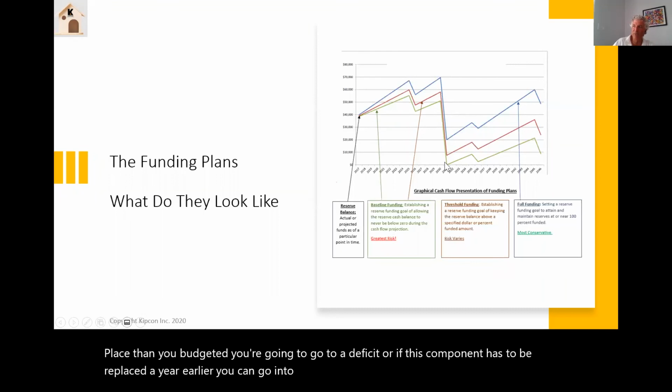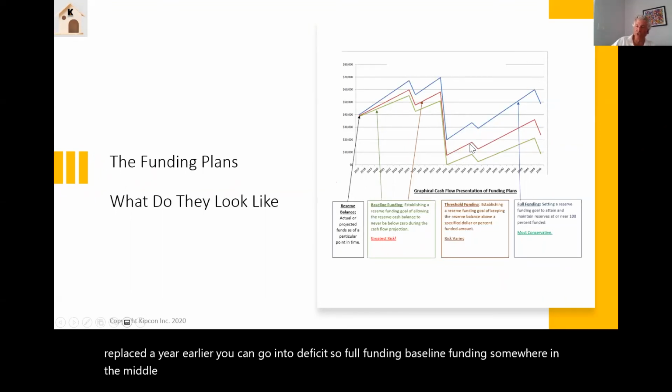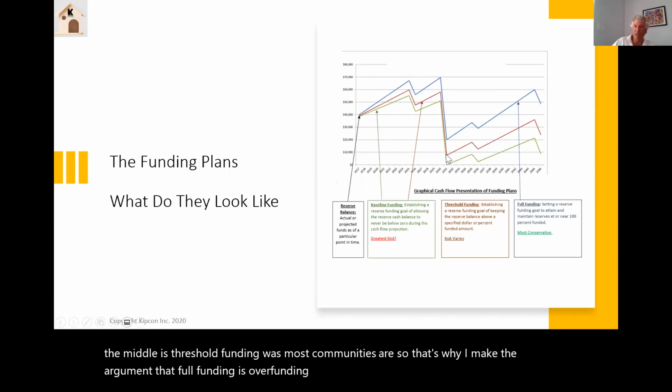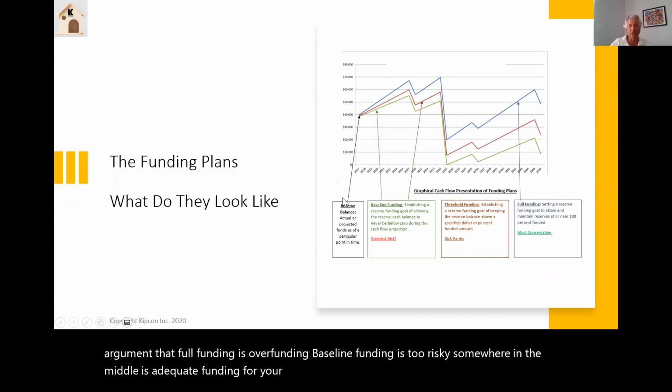So full funding, baseline funding, and somewhere in the middle is threshold funding, where most communities are. So that's why I make the argument that full funding is overfunding, baseline funding is too risky, and somewhere in the middle is adequate funding for your community. But these are what the different funding plans look like.